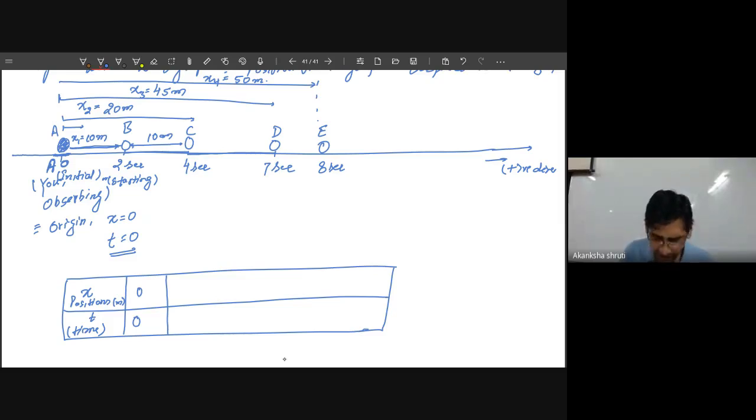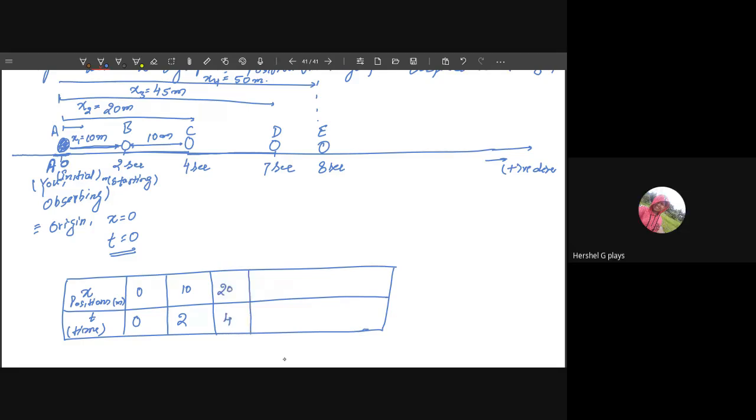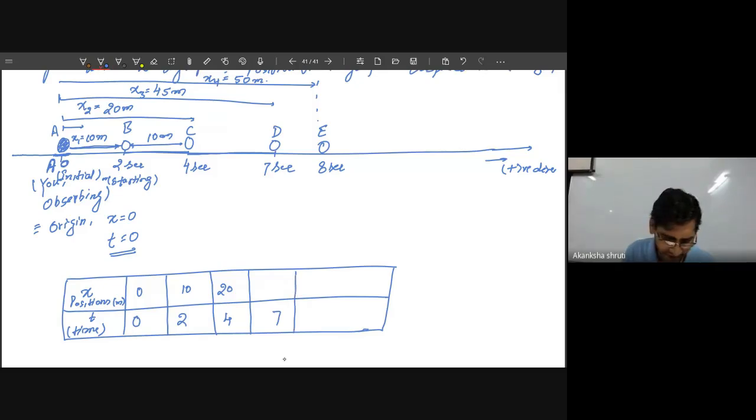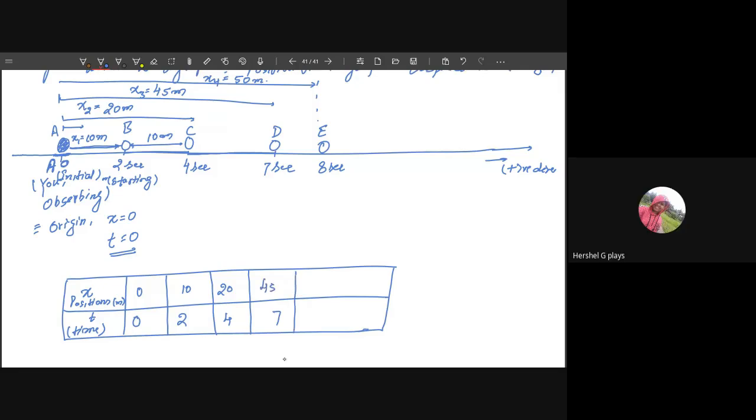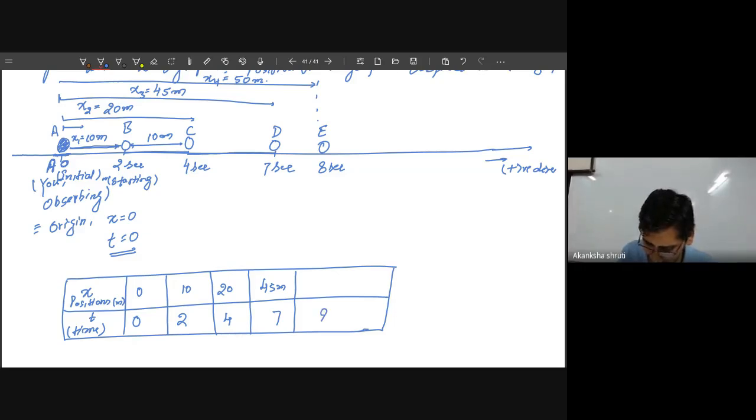When we are observing at the 2nd second, at the end of 2 seconds, the object is observed to be at 10 meter. At the 4th second, the object is found to be at 20 meter. At the 7th second, the object is found to be at 45 meter. And at the 8th second, the object is at 50 meter. The unit we have already written as meter here, so no need to write meter again in between.